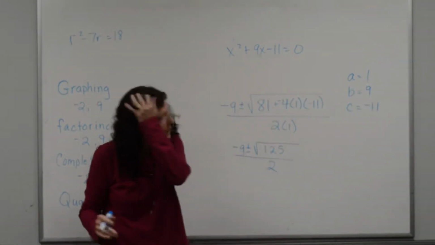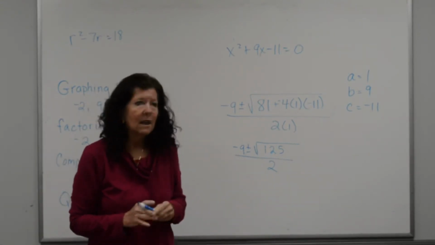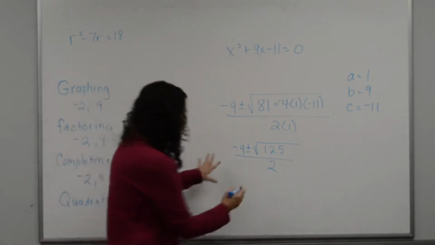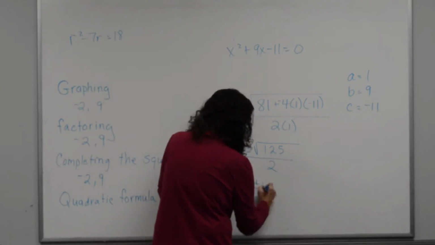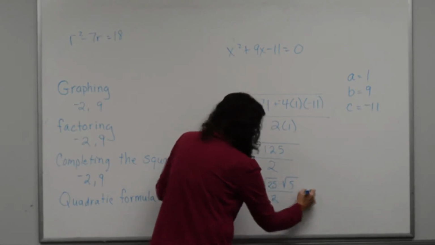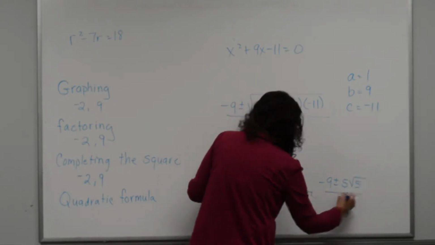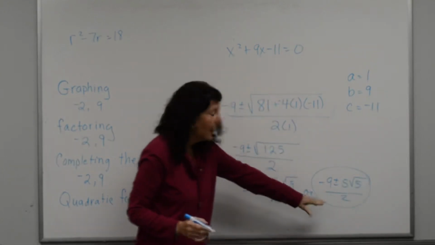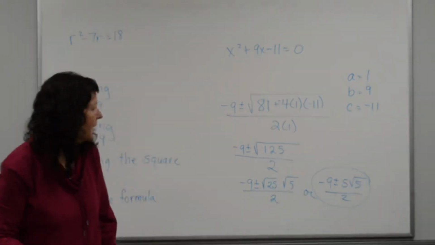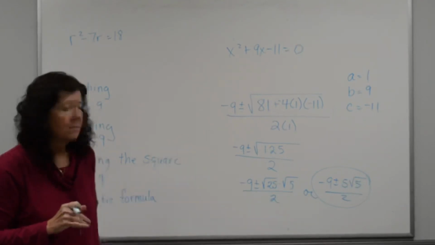Can I take an even square root of 125? No. But I can break down 125. 125 is the same as 25 times 5. So I can go negative 9 plus or minus the square root of 25 times the square root of 5 over 2, which is rewritten as negative 9 plus or minus 5 square root of 5 over 2. The reason I can leave it like that is because I still have a square root there. It's not going to give me a whole number. If I have a square root, I can just leave it like that, and that's my answer.